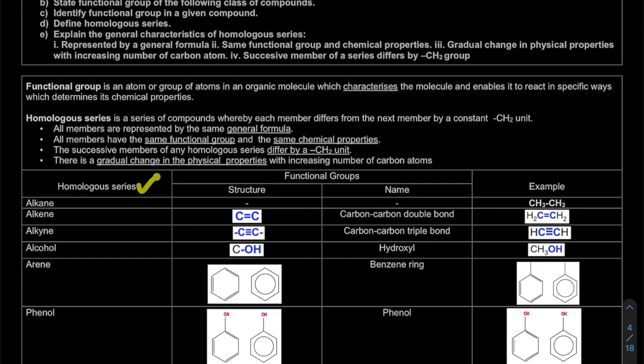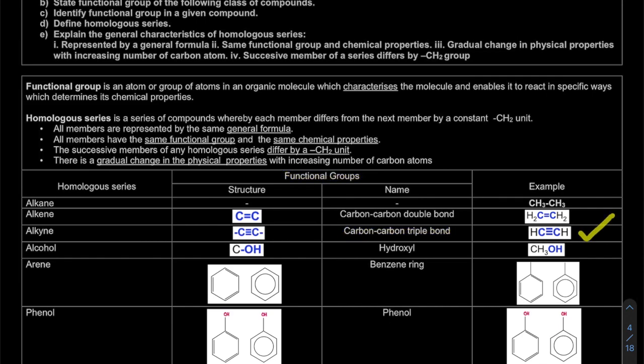Okay, so homologous series is the term that we're familiar with, but for the rest of our organic chemistry, usually we will look at it in terms of functional group. So first let's look at the alkane. Alkane does not have any functional group, so that's why it is dash. That is your alkane. Next is your alkene. Alkene is where you have a carbon-carbon double bond. The carbons are double bonded to each other, and the name of the functional group is the carbon-carbon double bond. Okay, next is alkyne. Alkyne is where there is a triple bond between the carbons. So the name of the functional group is carbon-carbon triple bond.